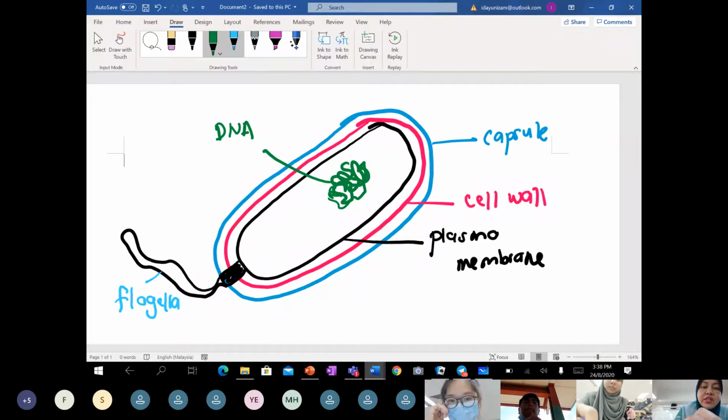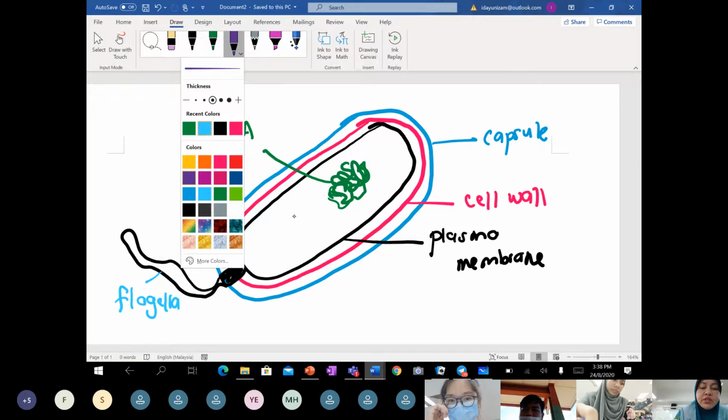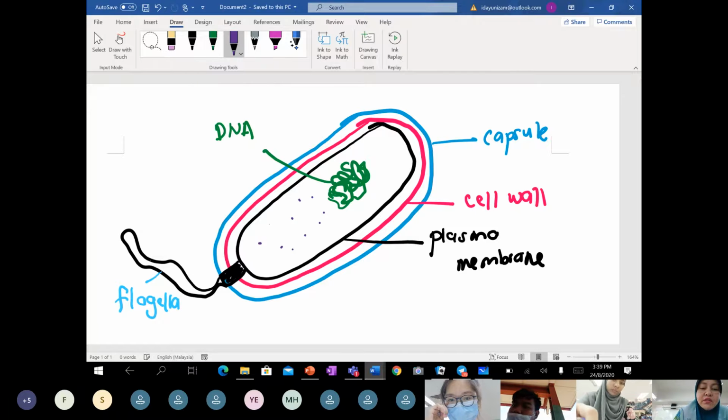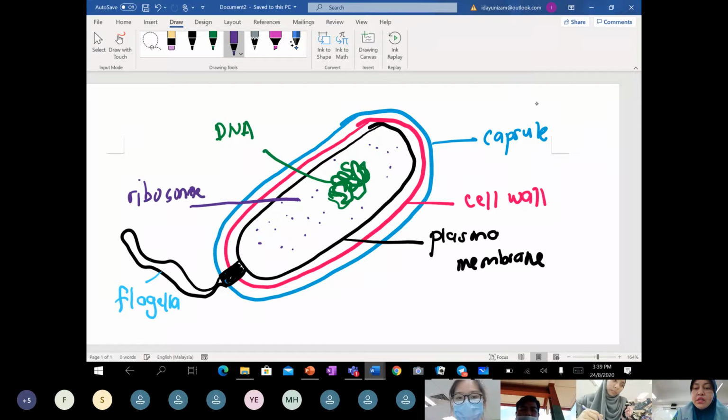Next, when teacher uses this dotted symbol, it represents the only organelle that can be found, the ribosome. So far we have 4, 5, 6. There are 6. What else do you need to know?